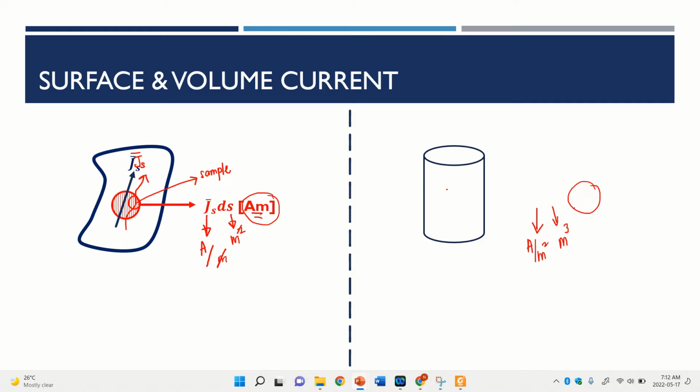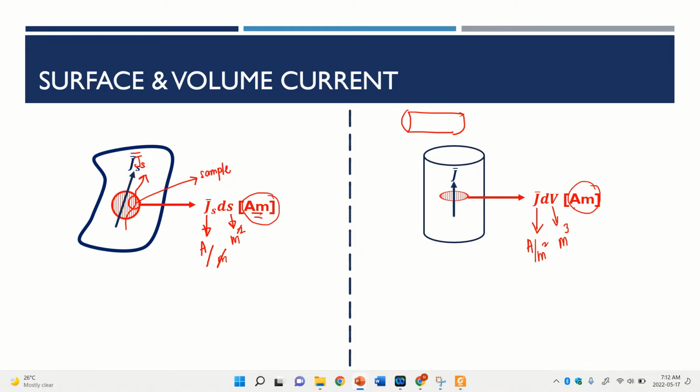And now let's look at volume. For volume, let's assume that you have a cord of wire like this, and you want to measure the volume current inside this structure. Assume that the total current density flowing inside this structure is represented as J. So therefore you want to calculate this sample.